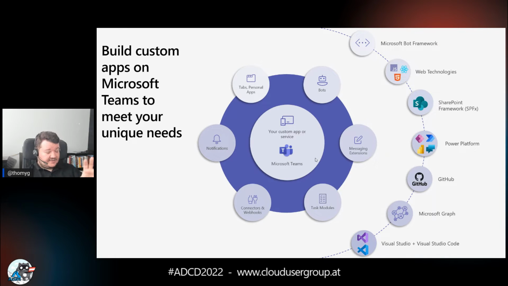And the interesting part is that you see on this, of course, the slide is coming from Microsoft. You see a couple of options how to create applications and services within Microsoft Teams, the different types that you can use: bot framework, web technologies, the SharePoint framework, Power Platform, Microsoft Graph, GitHub, and Visual Studio. Okay, that's more like tools, not that necessary. You could use your own text editor or whatever version control you favor, of course.